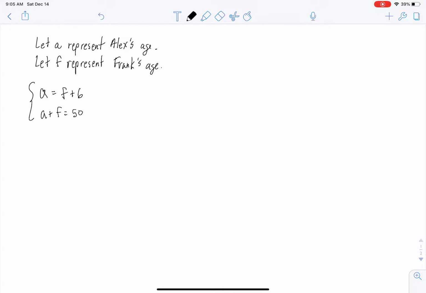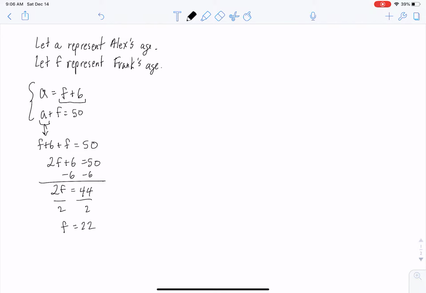And it's set up pretty nicely to use substitution, right? So I could take this F plus 6 and substitute it in there for A. So I get F plus 6, which is the A, right? That's that, plus F equals 50. So 2F plus 6 equals 50. Subtract 6. 2F equals 44. And divide by 2. And we get F equals 22.